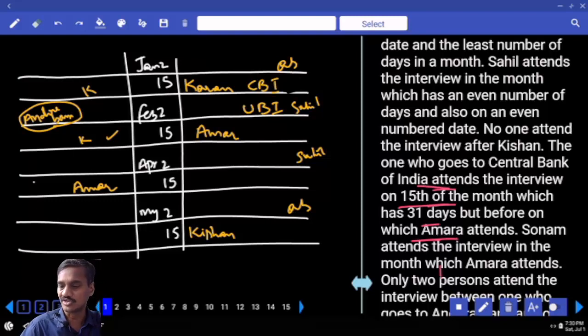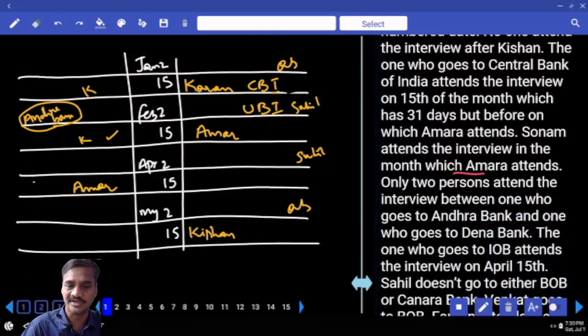Then Sonam attends the interview in the month in which Amar attends. Sonam and Amar attend in the same month. And Sonam must be here. Sahil cannot be here, and Sahil is at this place.